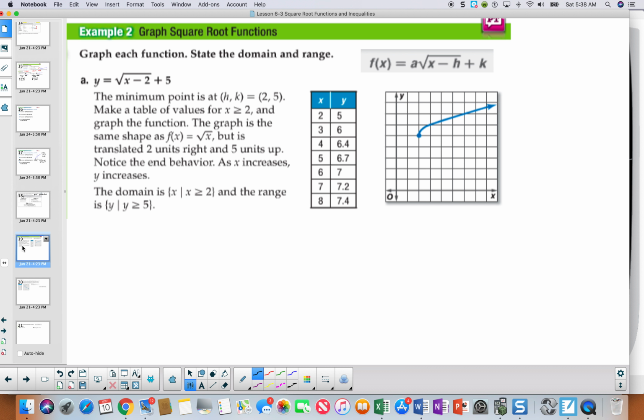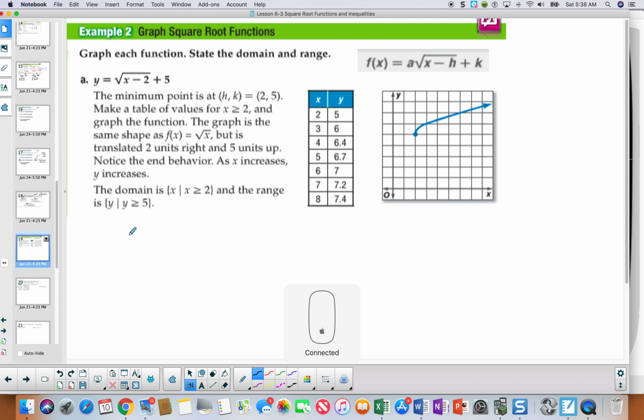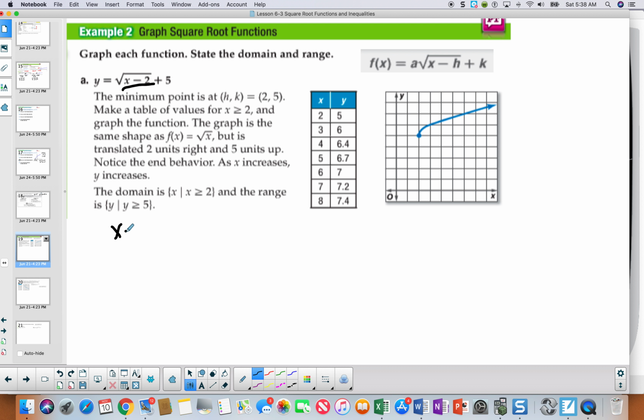Let's take a look at this function. I have the standard form right here. We're going to take the argument, and we're going to make sure it's greater or equal to 0. So x is greater or equal to 2. So we know our minimum value is going to be 2. Put 2 back into the function and you're going to get a 5. And that's what they're saying right here. Here's our function. You can just read it right here.